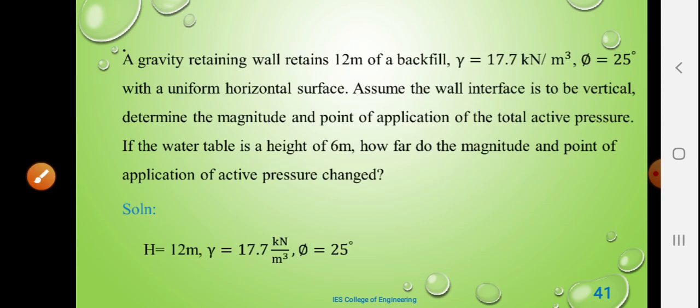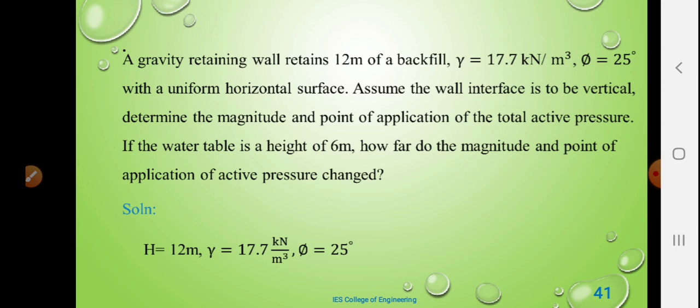Second question. A gravity retaining wall retains 12 meter of backfill, gamma equal to 17.7 kN per meter cube, phi equal to 25 degree with a uniform horizontal surface. Assume the wall interface is to be vertical. Determine the magnitude and point of application of the total active pressure. If the water table is at a height of 6 meter, how do the magnitude and point of application of active pressure change? Here we have two conditions. One is without water pressure and one is with water pressure.